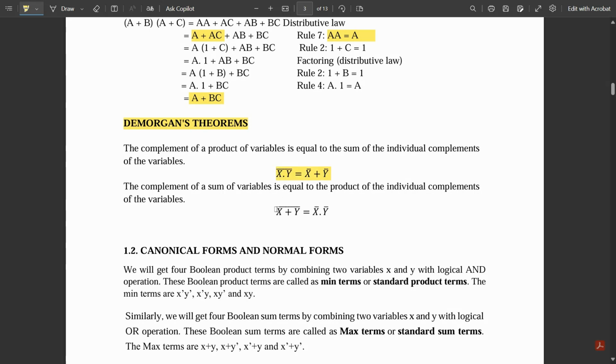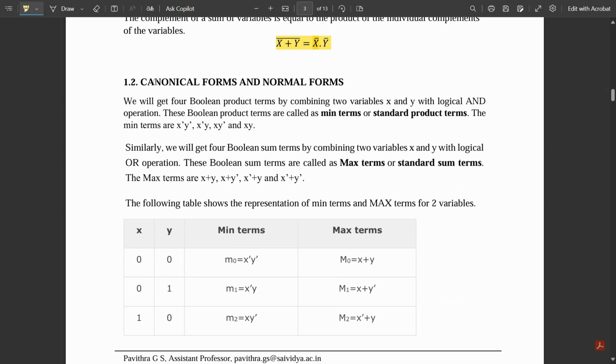So these, again, just recall. This is not new to you guys. These things you have already studied under De Morgan's theorem. Now we have the actual syllabus part, which starts from here, that is canonical forms and normal forms.